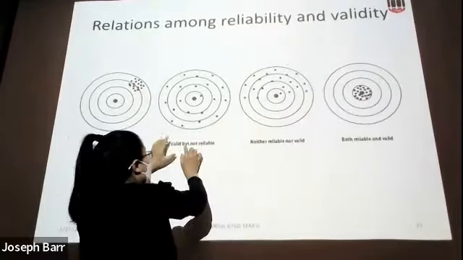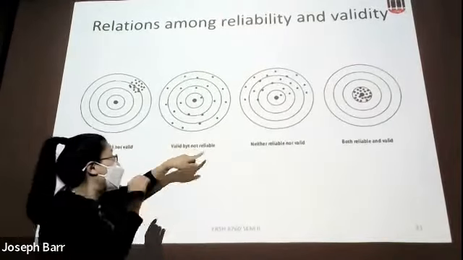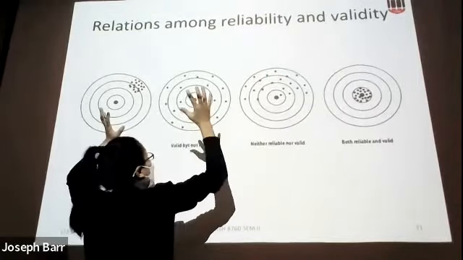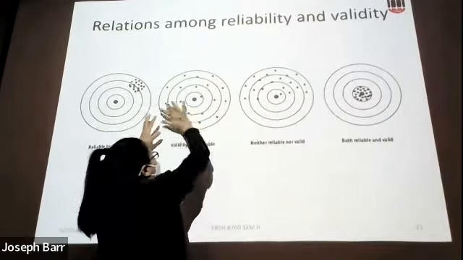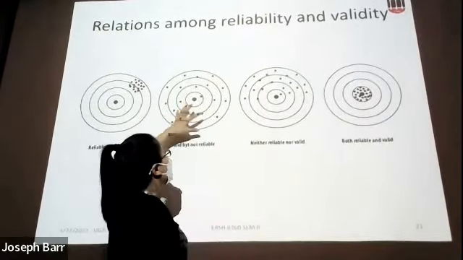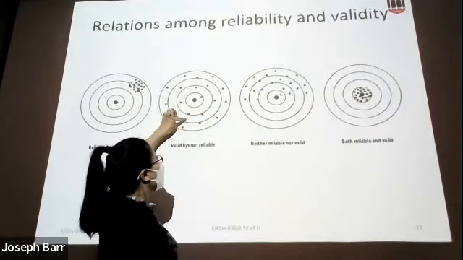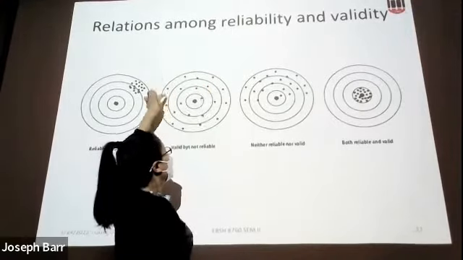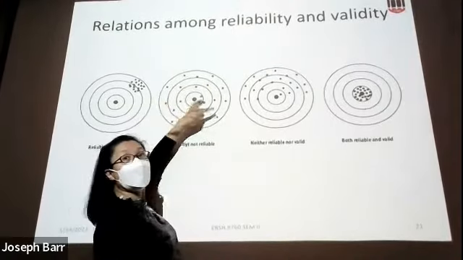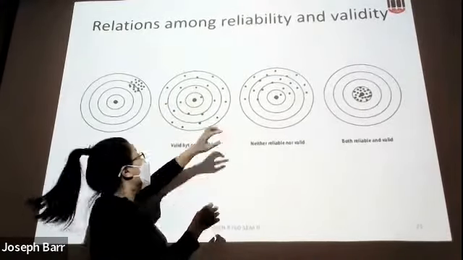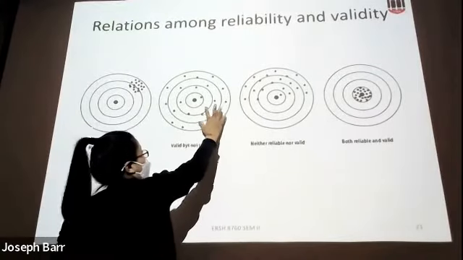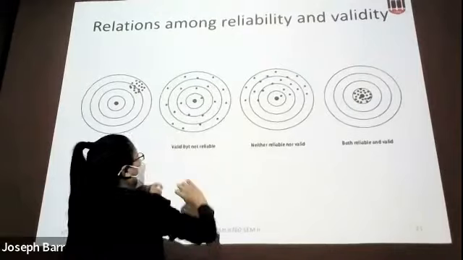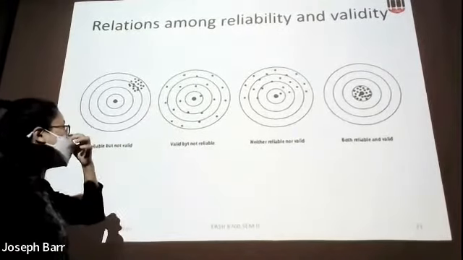In this case, it's valid, but not reliable. We try to measure something here. It's good. We cover some error here, but it's not reliable because every time we have some very dispersed answers. Sometimes we got here, sometimes we got there. It's not quite reliable.